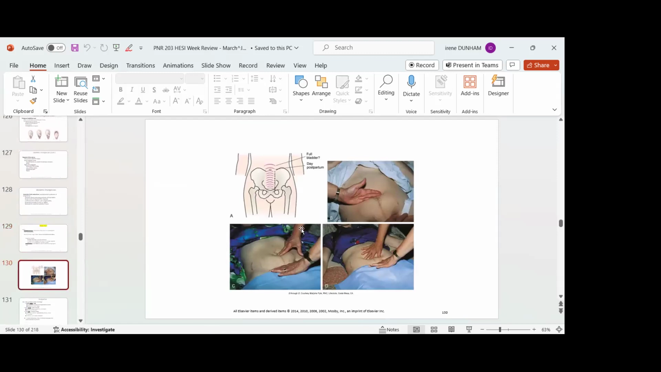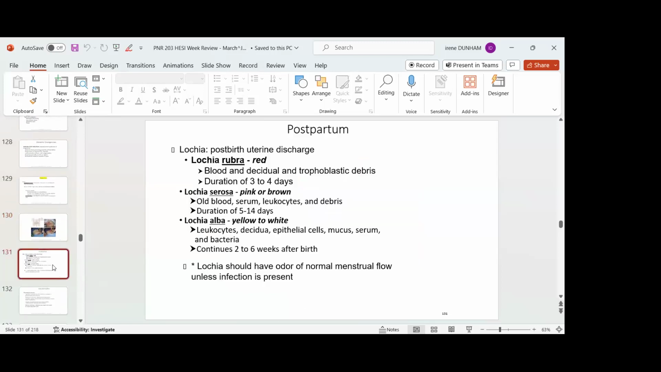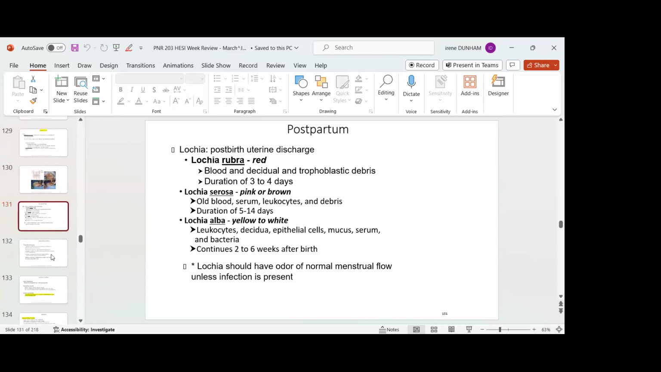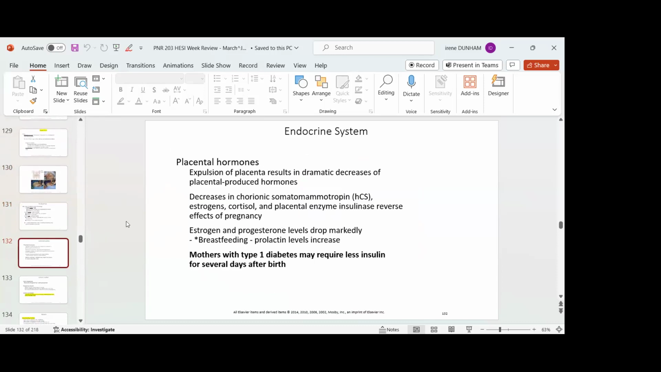Here, I'm just showing you how to massage that fundus. I know you all know how to do that. Okay. Here, I just talked about the serosa of the lochia, and you know that too. Okay, moving right along.